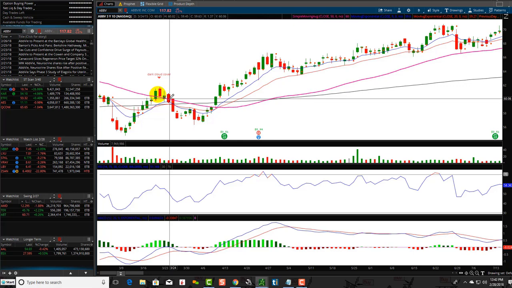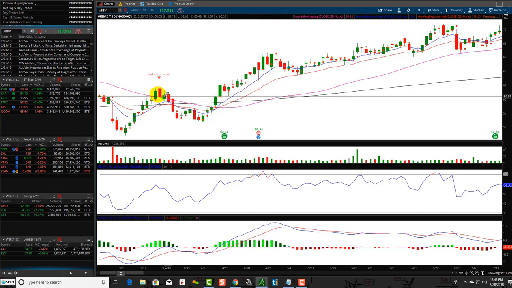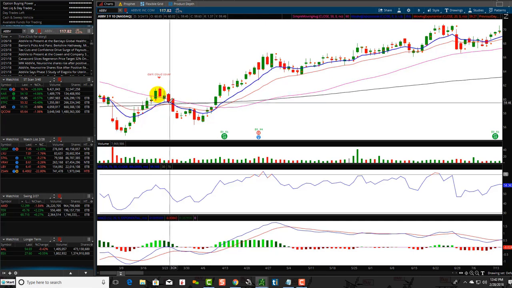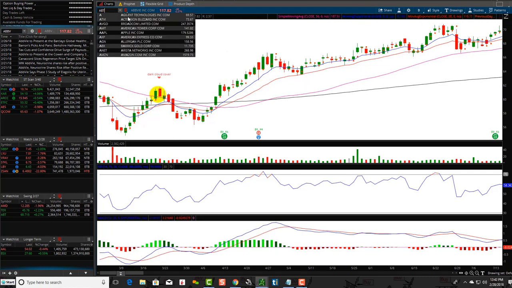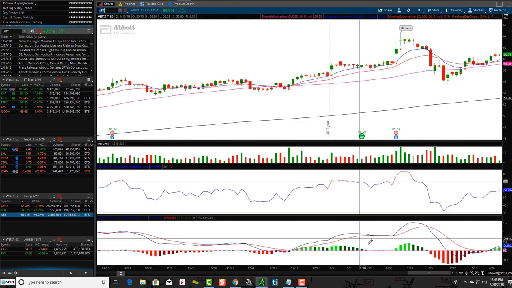All right, so that's a perfect example of one that reversed and broke down. Some hold, some break down. You've got to be aware of everything. Again, see the candlesticks and the patterns, and then see what's happening in relation to the moving average lines and the other technical indicators. Very, very important. Let's take a look at ABT.